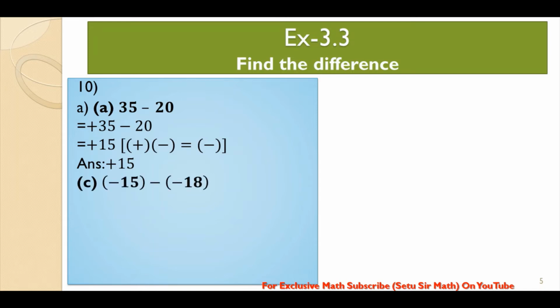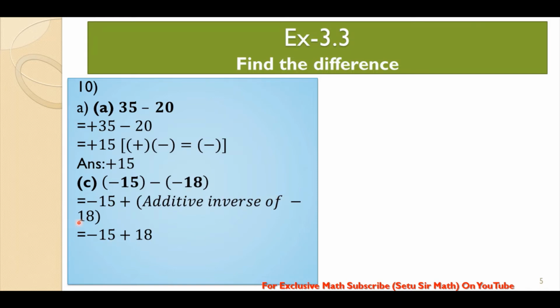The next math, part C: minus 15 minus 18. So minus 15 plus the additive inverse of minus 18. We know the additive inverse of minus 18 would be plus 18. So minus 15 plus the additive inverse of minus 18, that would be plus 18.